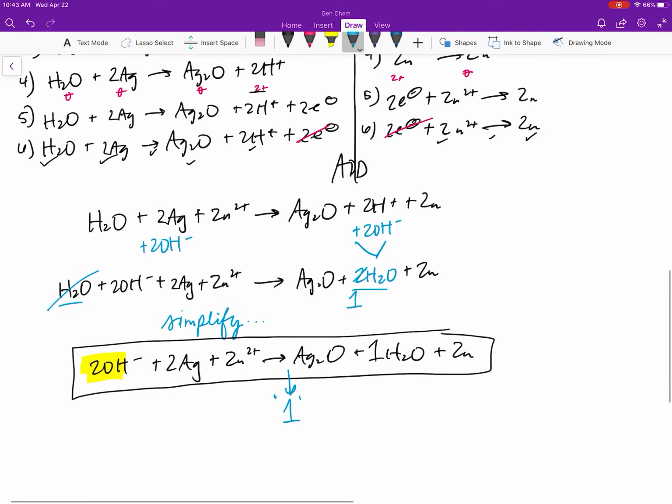All right, so hopefully that helps give you another example of balancing a reaction in a basic equation so that you can prepare for your quiz and your tests coming up.